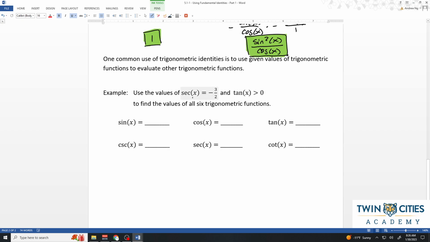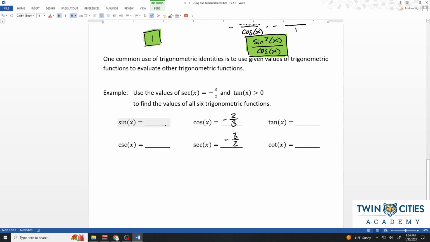I already know secant of x is negative 3/2. So let's just fill out what we know. This is negative 3/2 here. Okay, and then I know that cosine and secant are reciprocals of each other. So if secant is negative 3/2, then I can say cosine is going to be negative 2/3. Okay, now what can I do?